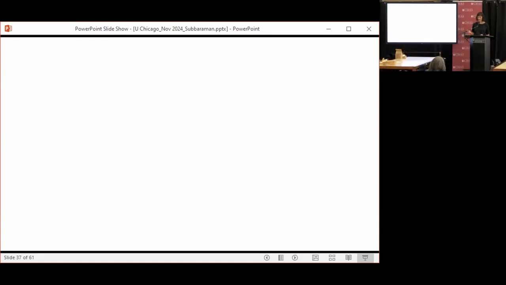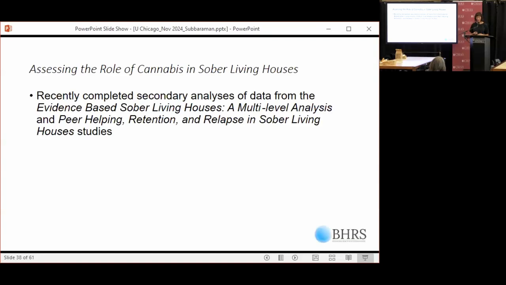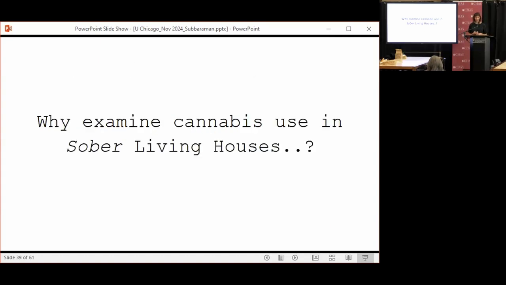Okay, so our last study, assessing the role of cannabis in sober living houses. These are secondary analyses using data from the last two studies that I just talked about. This so far has not been funded. It is a subject that is interesting to me, so I have started looking into it based on the data that we have available. You might be wondering why look at cannabis use in sober living houses of all places?